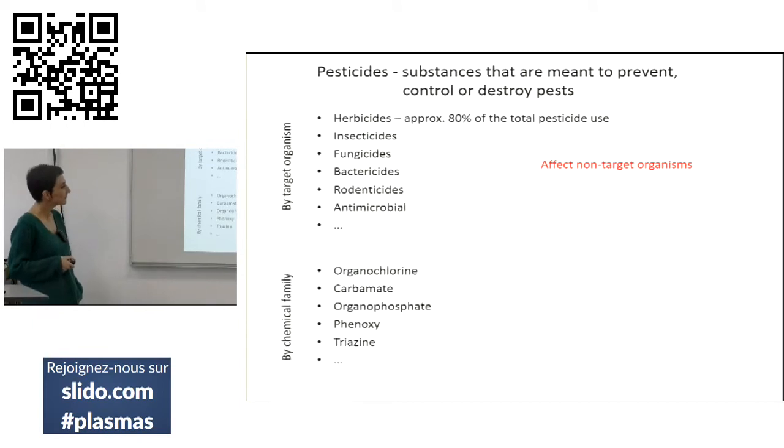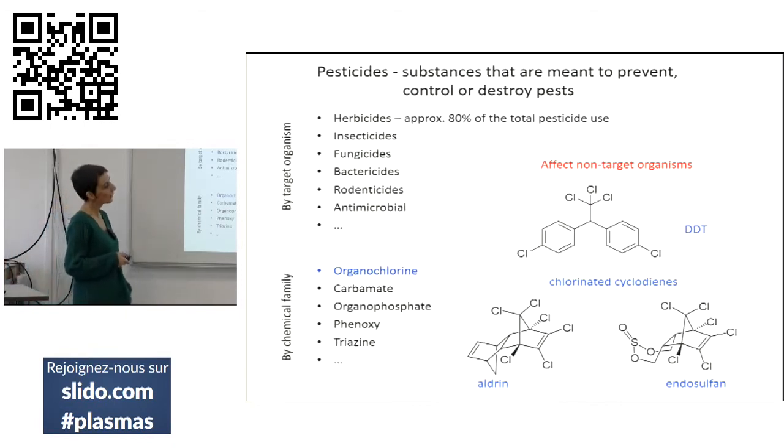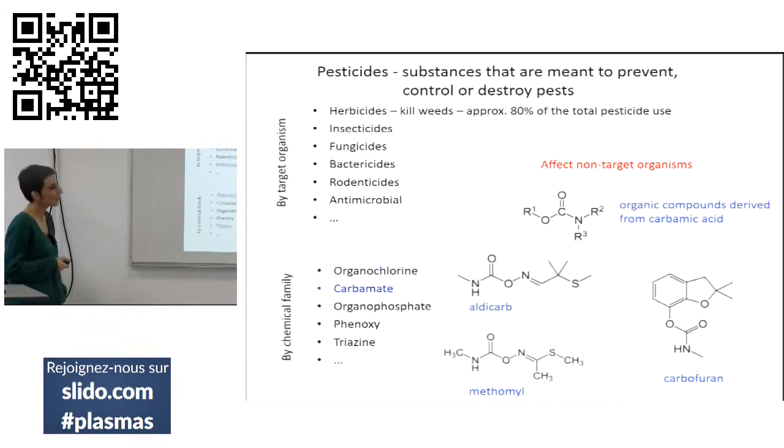They can also be classified by the chemical family. And I have here a few of the most important such families and a few examples for each of them. So for the organochlorines, the most famous is DDT. Aldrin is also quite well known. Then there are the carbamates. They are organic compounds derived from the carbamic acid, which you see here. The general formula is here. And here we have aldicarb, which is one of the most important of this class.